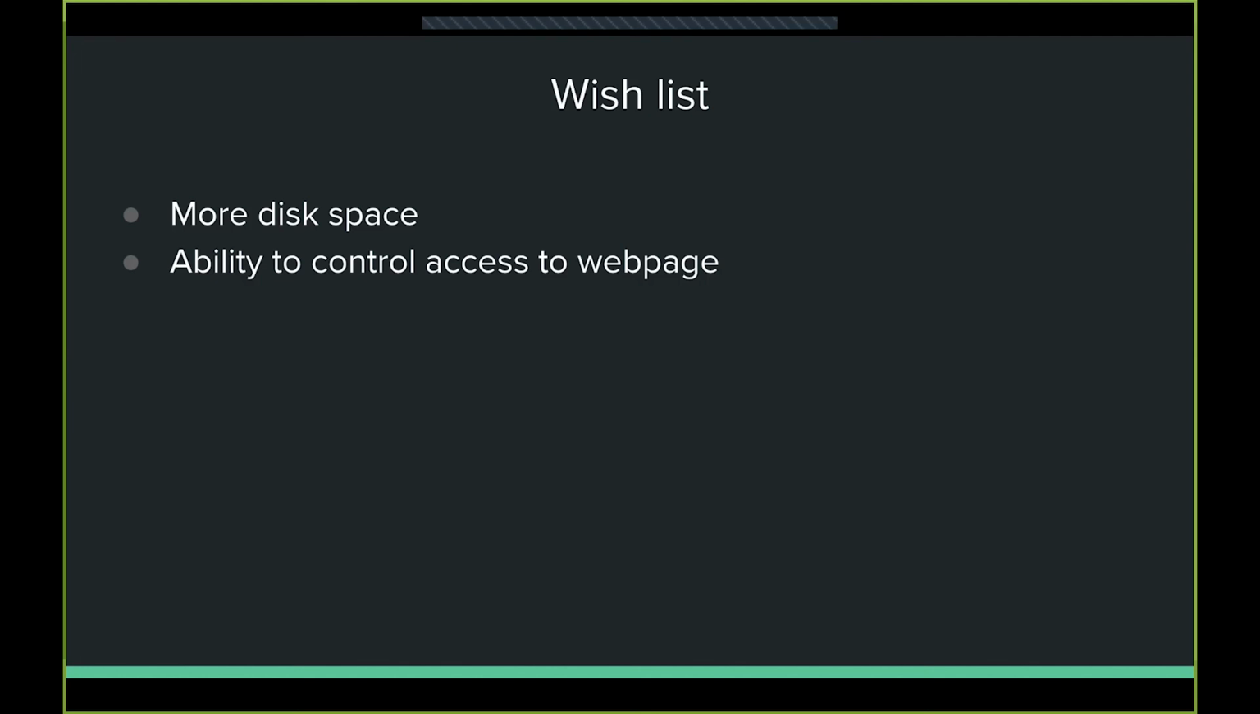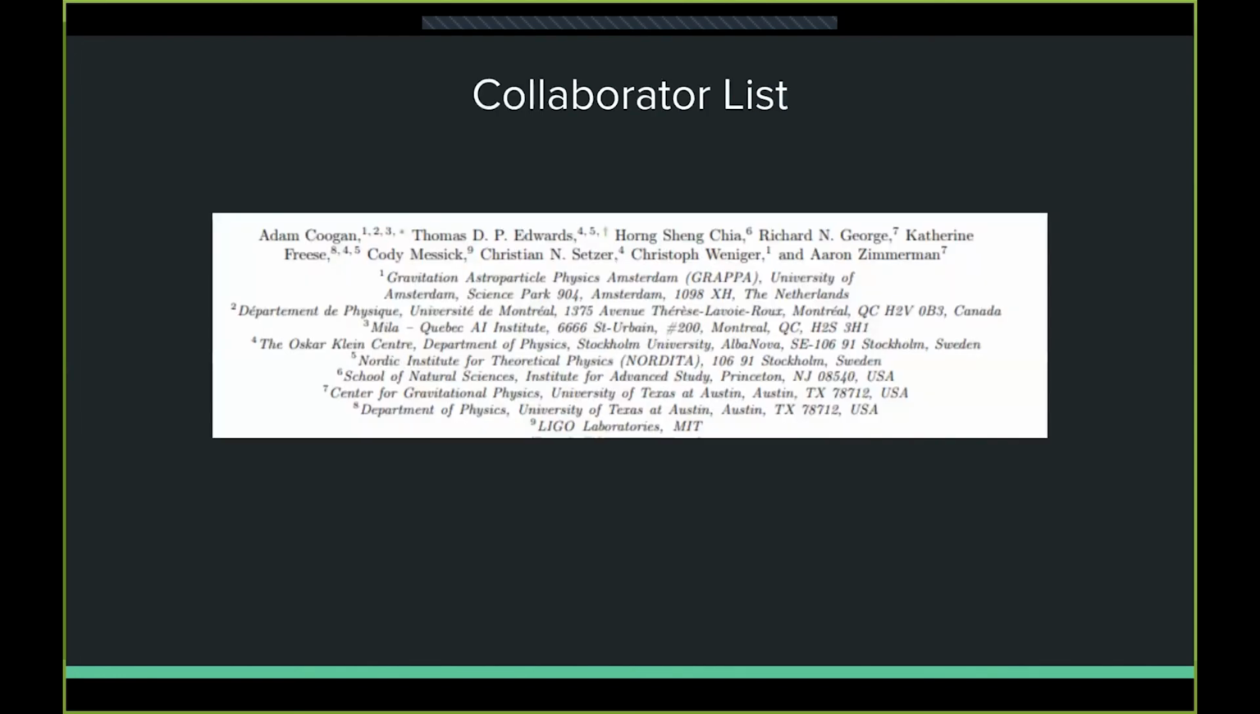The gravitational wave field is extremely competitive right now. And a lot of people are starting to work with small groups to search for new things, which is exciting, new physics, yay. But as a result, the fear of being scooped is very real. And it would be helpful if there were a way to make those public web pages not public. It's by no means a deal breaker if not. But here's my list of collaborators.